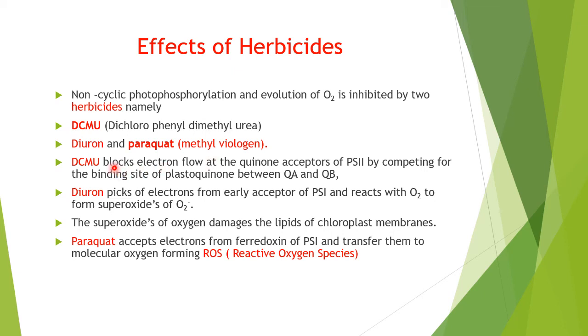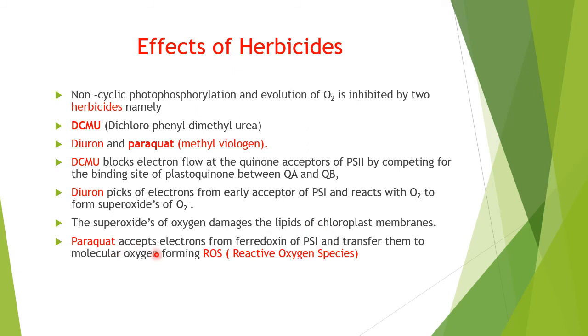DCMU is blocking the electron flow at the quinone acceptors of pigment system second by competing for the binding site of plastoquinone between QA and QB. Diuron picks up the electrons from early acceptors of pigment system first and reacts with oxygen to form superoxides of oxygen. And that superoxides of oxygen damages the lipids of the chloroplast membrane. So the herbicide works on making this electron transport system weak so that there is no generation of assimilatory power within these weeds.